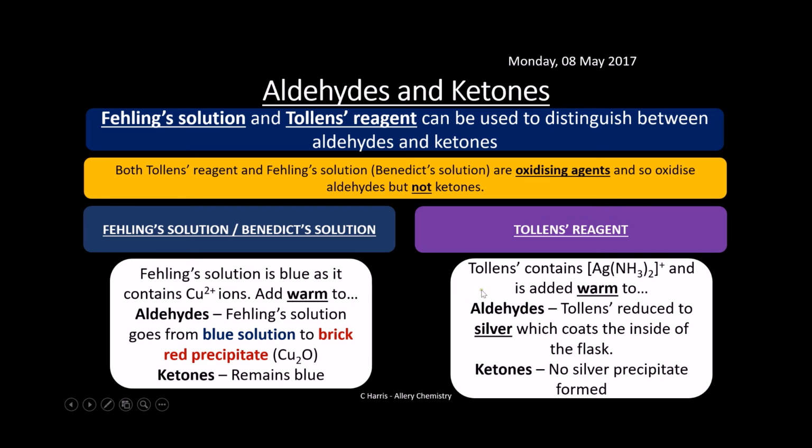aldehydes and ketones. So with the aldehydes, Tollens reagent is reduced to silver. Okay, this coats the inside of the flask and you get this lovely silver mirror effect. And with ketones, because they can't be oxidized, no silver precipitate forms. So basically, you get a positive change with aldehydes, and with ketones you get nothing. So that's just a way in which you can identify or distinguish between these two. Okay, so make sure you know them too. It's pretty important.